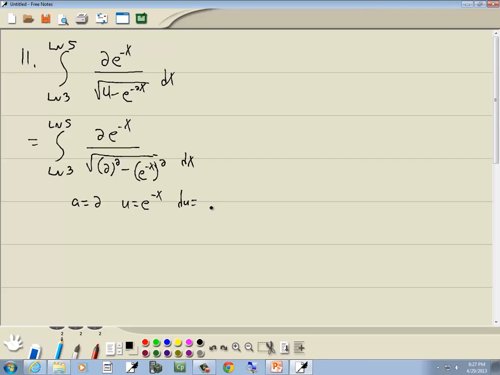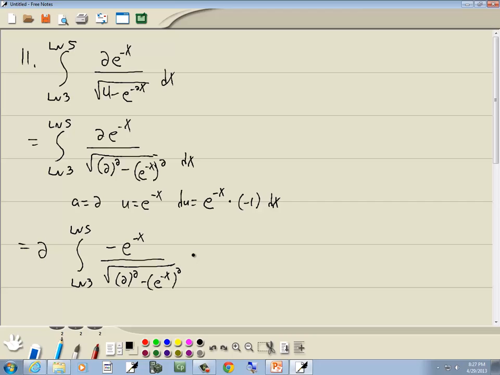The derivative of e to the negative x is e to the negative x times the derivative of the exponent. Well, the derivative of negative x is negative 1, and then dx. Which works out fairly well because we have the e to the negative x up there, but we don't have a negative 1. And we also have an extra number we don't need. So again, I can throw the 2 out in front. And we need a negative up there, so I'll put a negative up there. And then this is 2 squared minus e to the negative x squared dx.